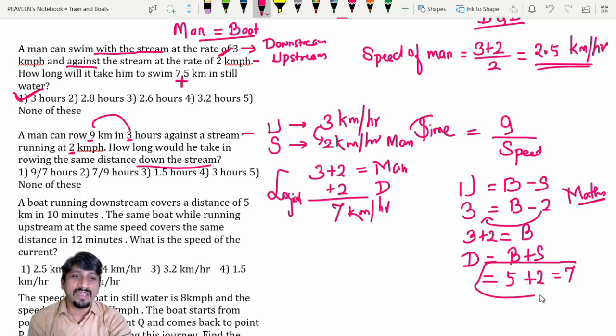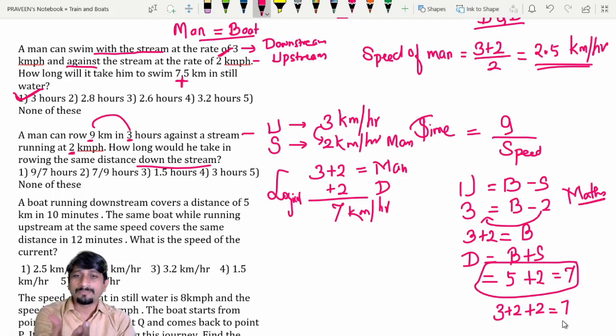Once we understand this, can I write it like 3 plus 2 plus 2 is equal to 7? Try to understand. These questions are not just questions, you will have to understand the concepts. If I know the upstream speed and the stream speed, then I can find the boat speed by adding them. If I want the downstream speed, add the stream speed 2 times. When I say stream, it is the speed of the stream. So you will get the downstream speed. If you know the downstream speed, note this down, to find the upstream speed, you have to subtract the stream speed twice.